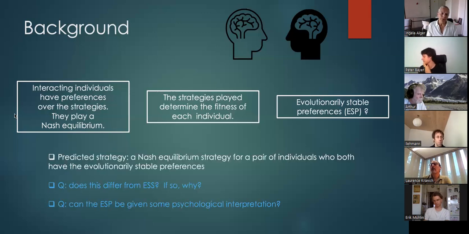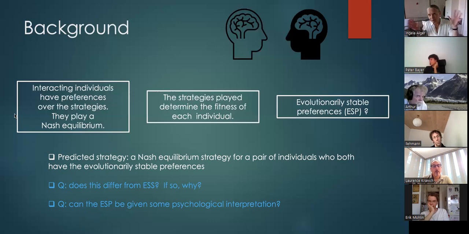Okay. So here, let's say if we believe that this is the way that humans are shaped, then the predicted strategy that we should see in a population with evolutionarily stable preferences is some Nash equilibrium strategy, given these evolutionarily stable preferences. And so there's a large number of questions that can be addressed with this framework. For example, is the Nash equilibrium strategy under evolutionarily stable preferences different from the evolutionarily stable strategy? If so, why?